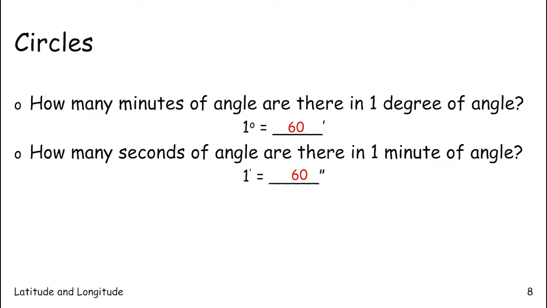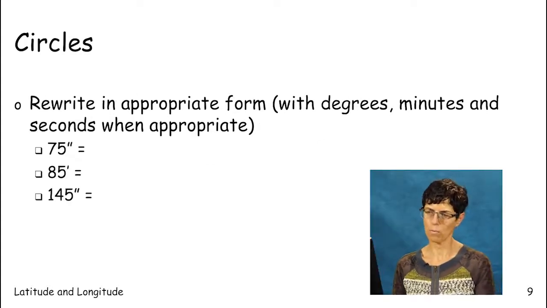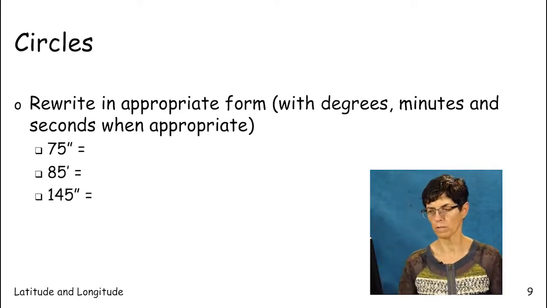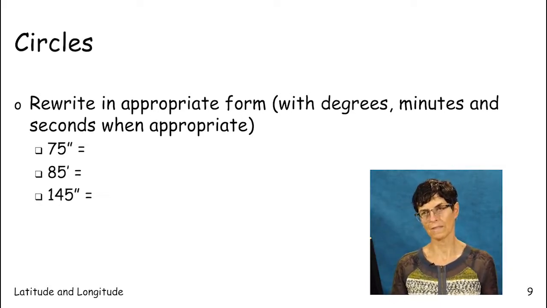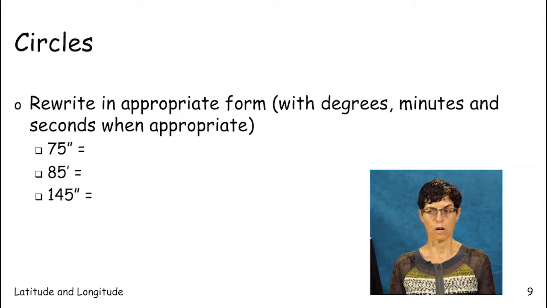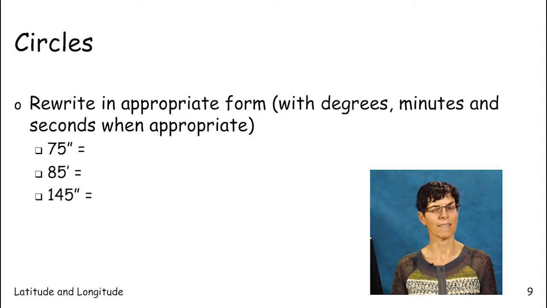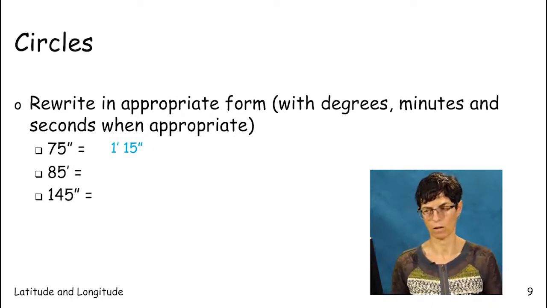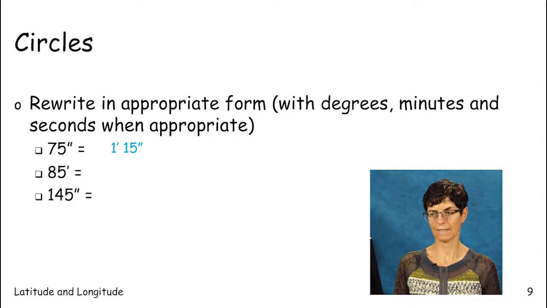So knowing that, on the next slide, we have examples of degrees of angle that are not written in appropriate form. For example, 75 seconds. Well, this is more than 60 seconds, and we know that 60 seconds is a minute. So to rewrite 75 seconds in a proper form, we would need to subtract 60 seconds from the 75 seconds, and that's 1 minute. And then what is left when we subtract 60 from 75 is 15. So the proper way to write 75 seconds of angle would be 1 minute, 15 seconds.